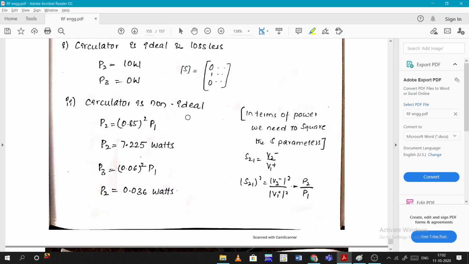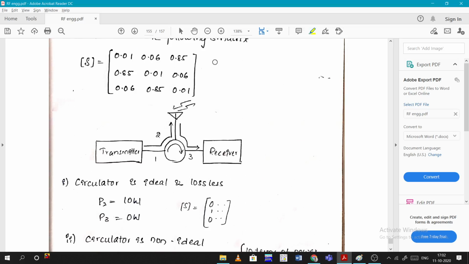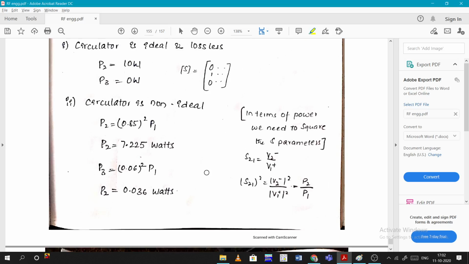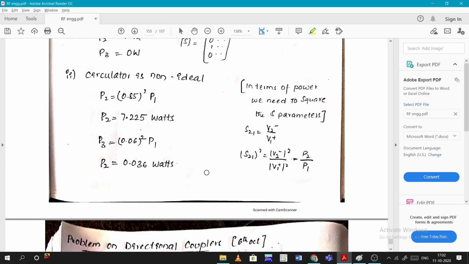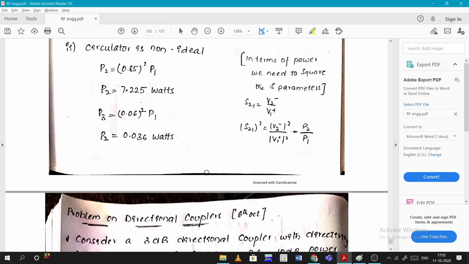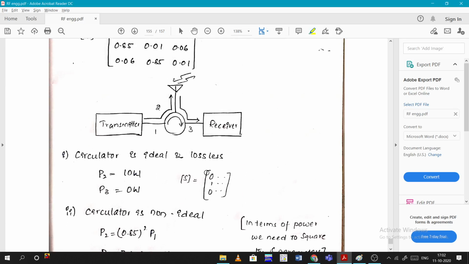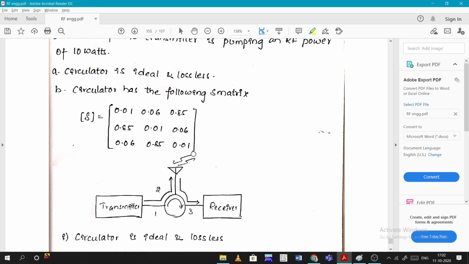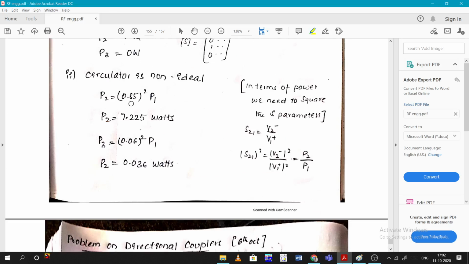But if the circulator is non-ideal, then we have to use this S matrix and calculate the power at P3 and P2. If I send input at port 1, what is the power at port 2? Port 1 is the input, I have sent some power P1, and port 2 is the output. So it is 0.85 whole square times the input power of port 1. That's all.